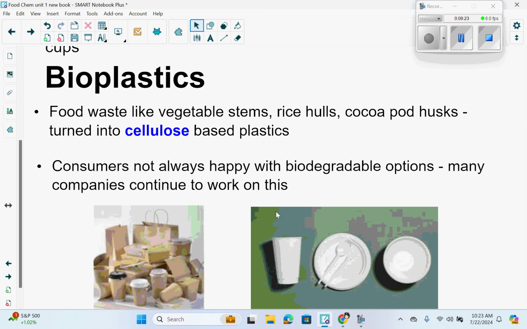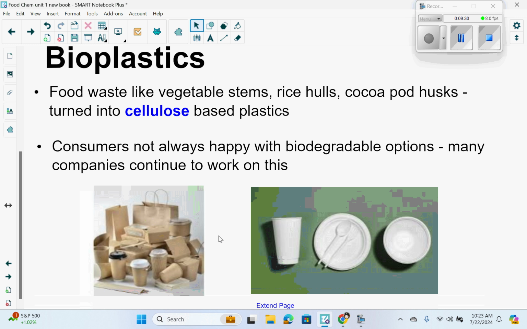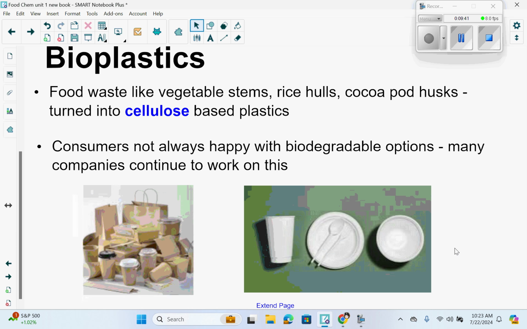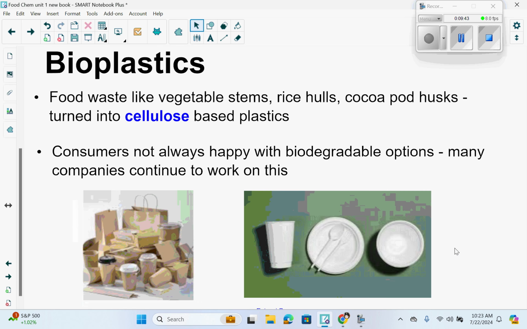Bioplastics, food waste like vegetable stems, rice hulls, cocoa pod husks could be turned into cellulose-based plastics. Consumers are not always happy with biodegradable options. Many companies are continuing to work on this. People are just uncomfortable with them. Not sure why. I don't have a problem with them, but really it is just preference. So this is an area of research that is still being developed. I think it's needed, but people are still looking at what consumers will and will not purchase. So companies are still working on it.